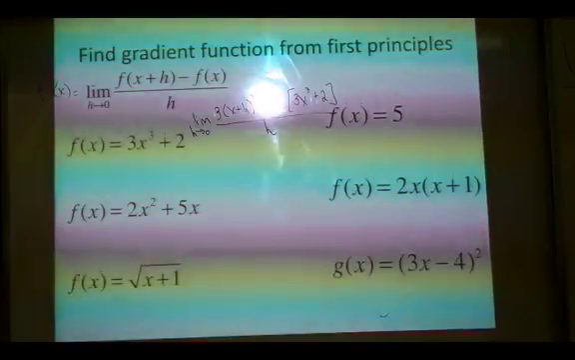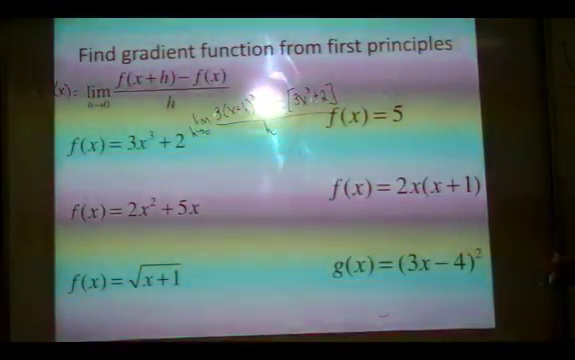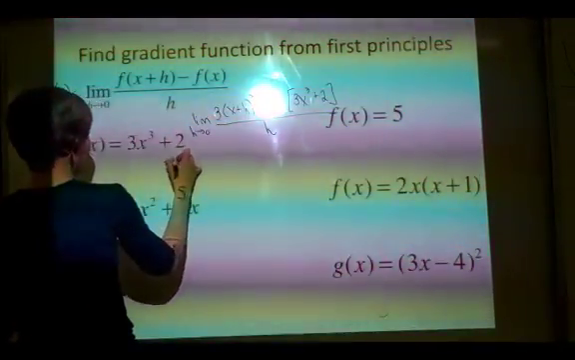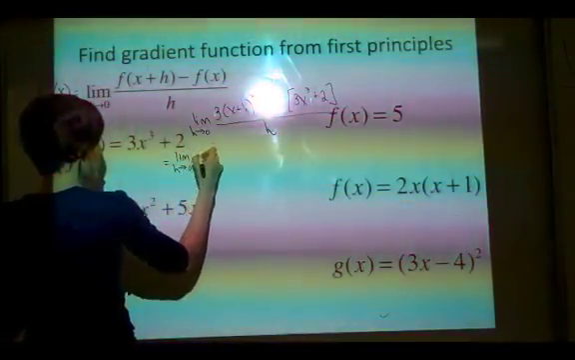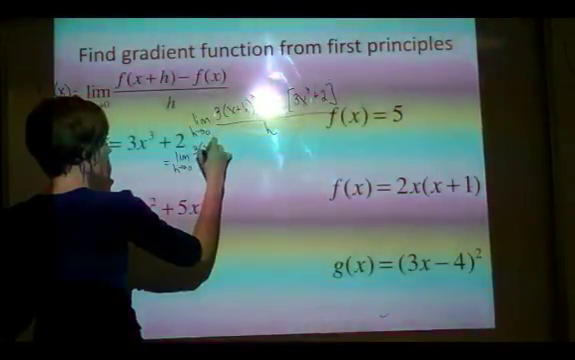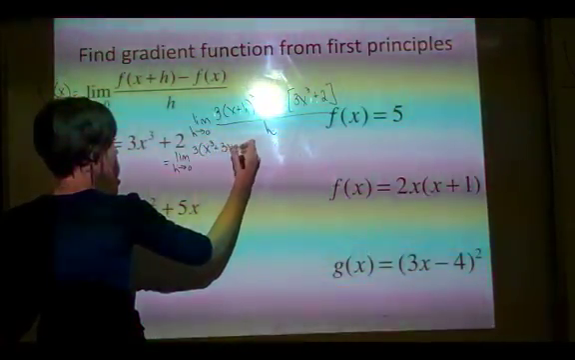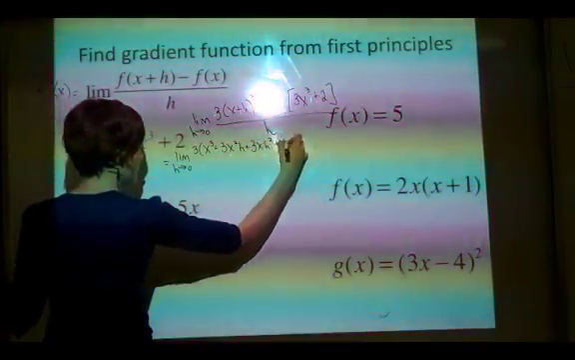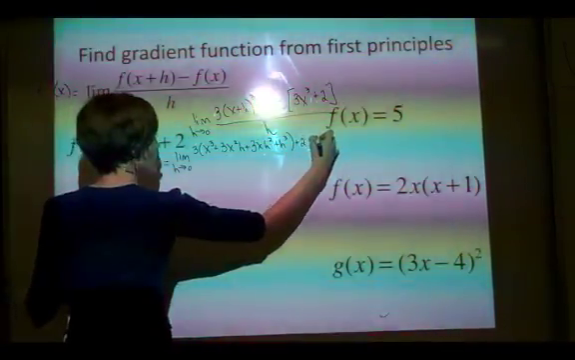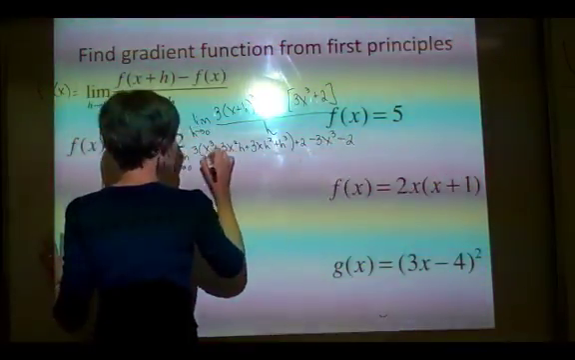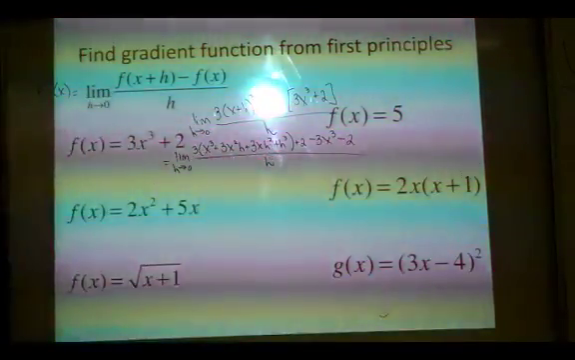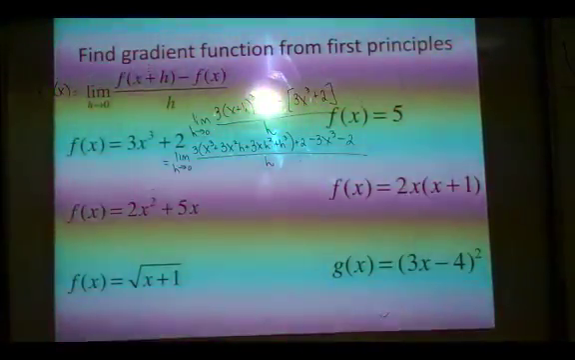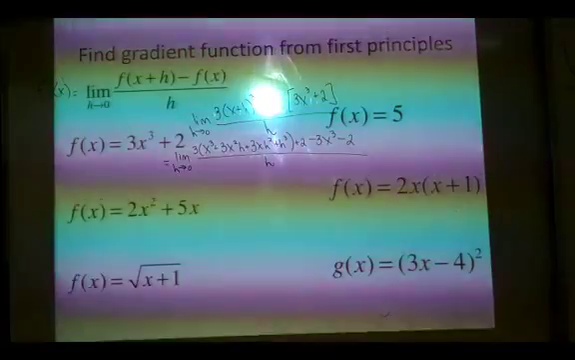You're already thinking, yes, binomial expansions. Yeah, it's cubed, that's an easy one. So I'm going to say here, the limit as h goes to 0 of 3 times (x cubed plus 3x squared h plus 3x h squared plus h cubed) plus 2 minus 3x cubed minus 2, all over h. You guys remember those binomial expansions? Where's my Pascal? It's right here.